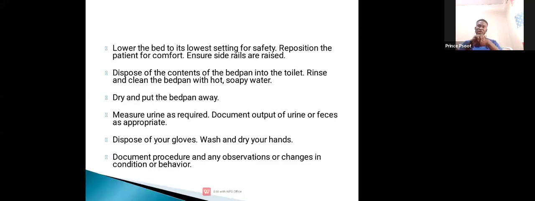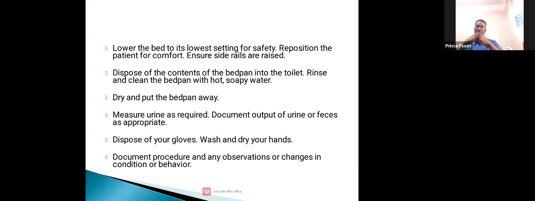Then you lower the bed to its lowest setting for safety. Reposition the patient for comfort and ensure the side rails are raised. Then dispose of the contents of the bedpan into the toilet. Rinse and clean the bedpan with hot and soapy water. Then you dry it and put the bedpan away.